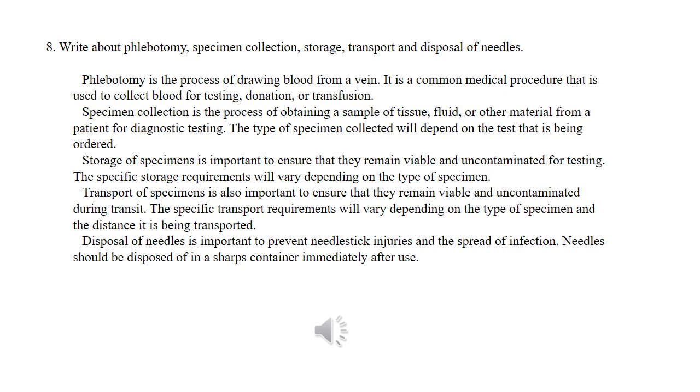Transport of specimens is also important to ensure that they remain viable and uncontaminated during transit. The specific transport requirements will vary depending on the type of specimen and the distance it is being transported. Disposal of needles is important to prevent needle stick injuries and the spread of infection. Needles should be disposed of in a sharps container immediately after use.